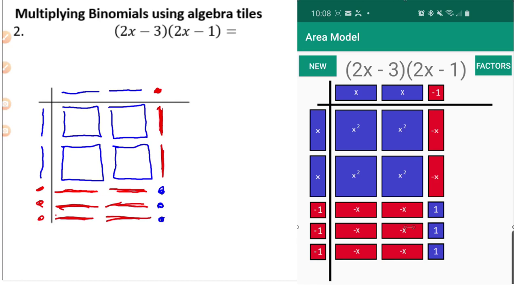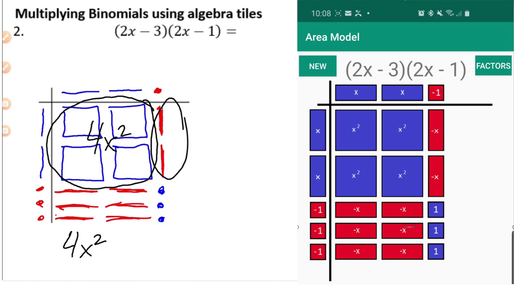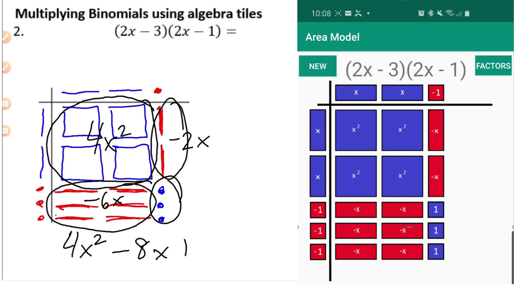So let's take a look. Again, there are 4 quadrants here. What does this give us? Well, we know that's 4x squared. And then this piece over here is a negative 2x, and this piece over here is a negative 6x. So that's going to be a total of negative 8x. And last, a plus 3. And there's my answer for this problem. All right, you go ahead and try the next 2 on your own.